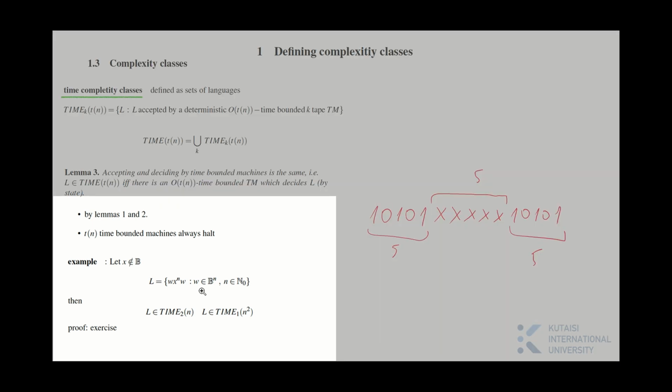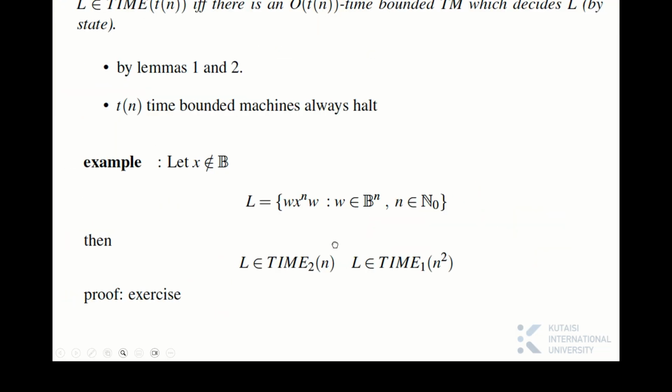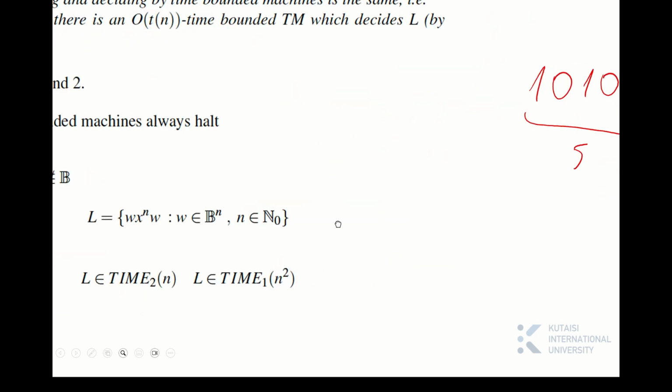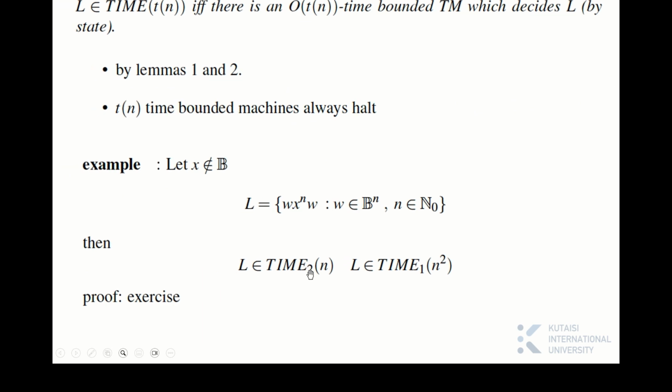Now I'm claiming that this language is accepted on a two-tape Turing machine in linear time. Can you tell me how to accept this language on 2 tapes in linear time? So I give you a string, and in linear steps, you have 2 tapes now, you should tell me whether this string is of this form or not.